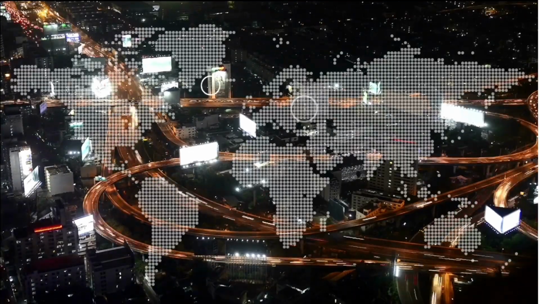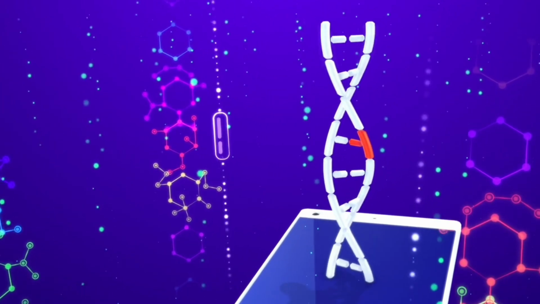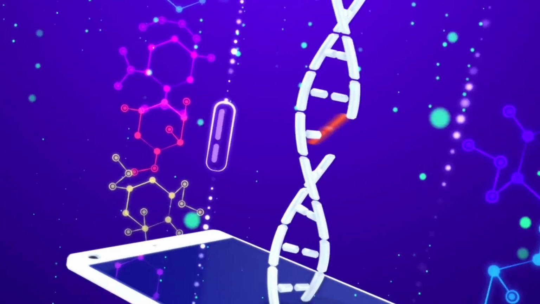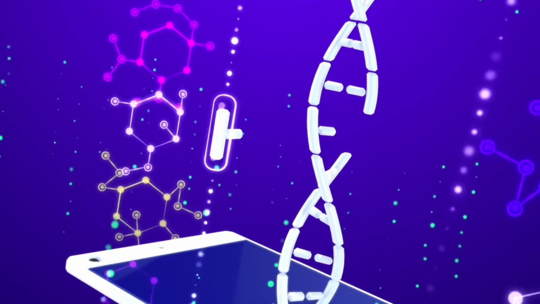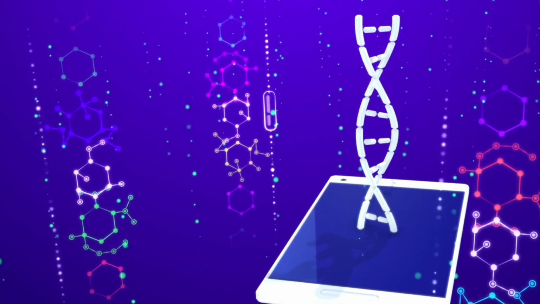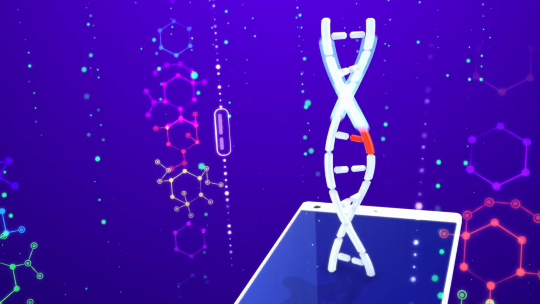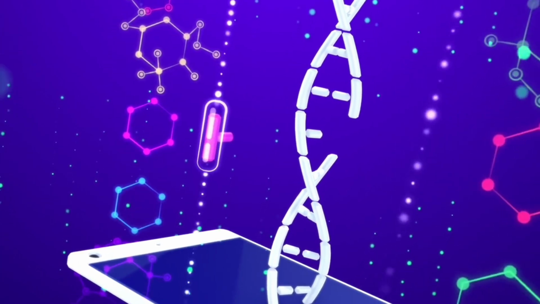CRISPR is a groundbreaking technology that allows scientists to edit genes with unprecedented precision. This could lead to cures for genetic disorders, more resilient crops, and even the possibility of designer babies. While it raises ethical questions, there's no denying that CRISPR has the potential to revolutionize biology and medicine.